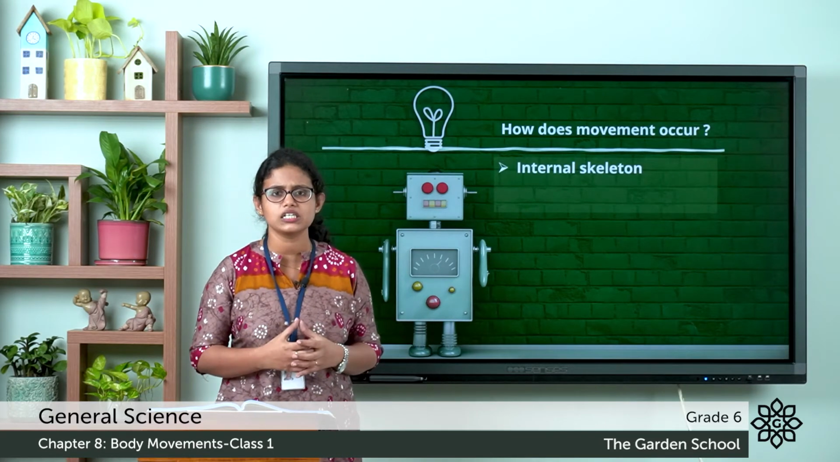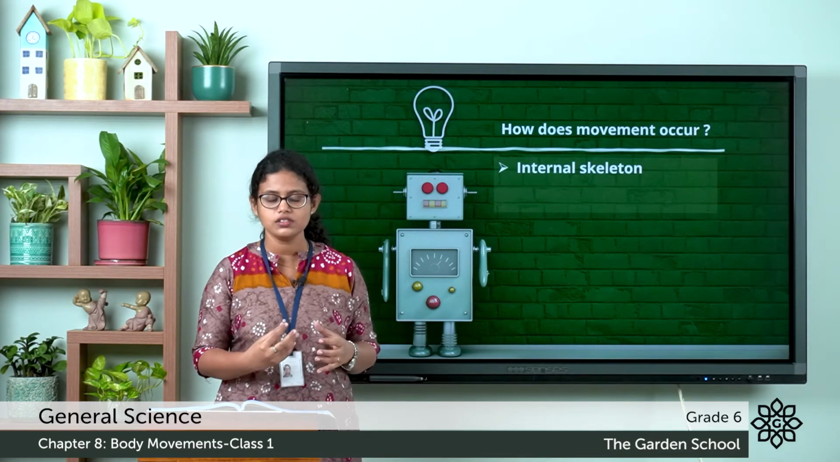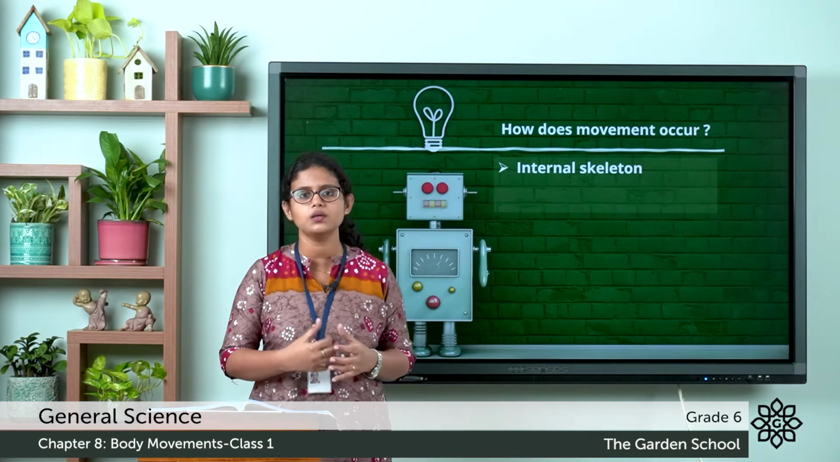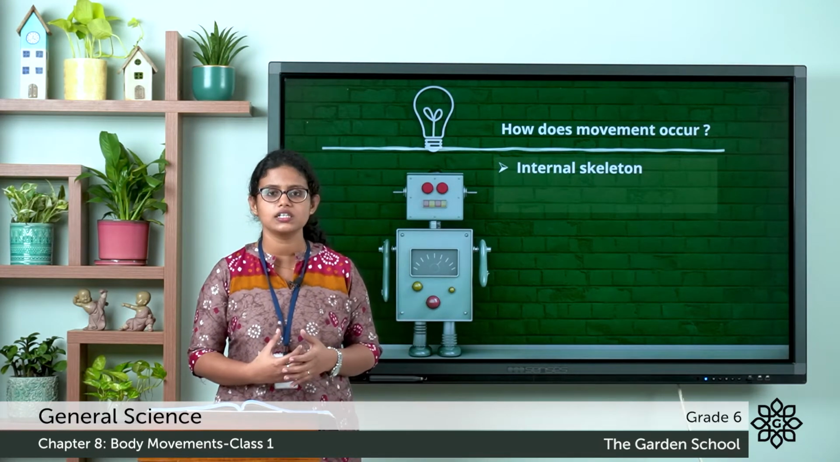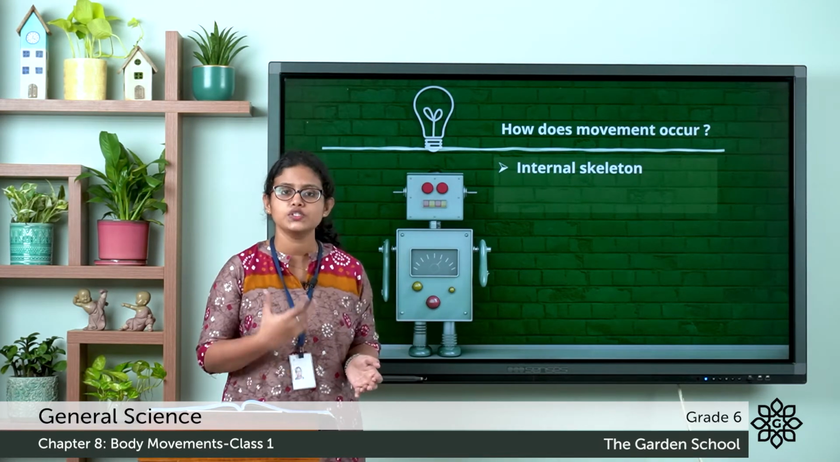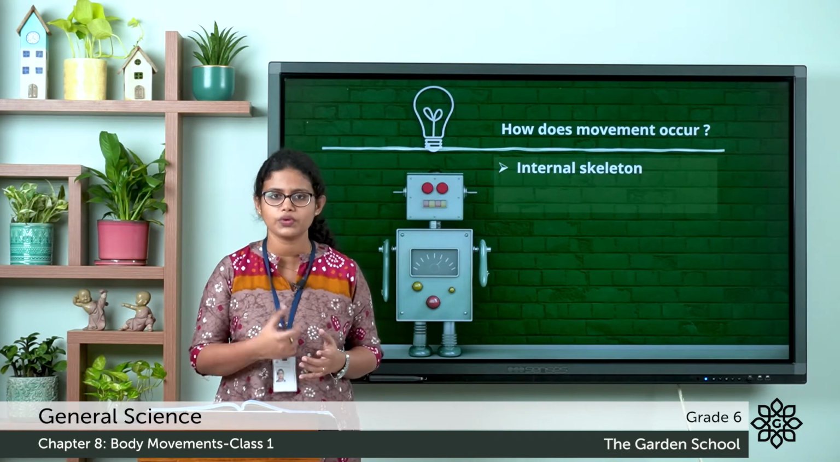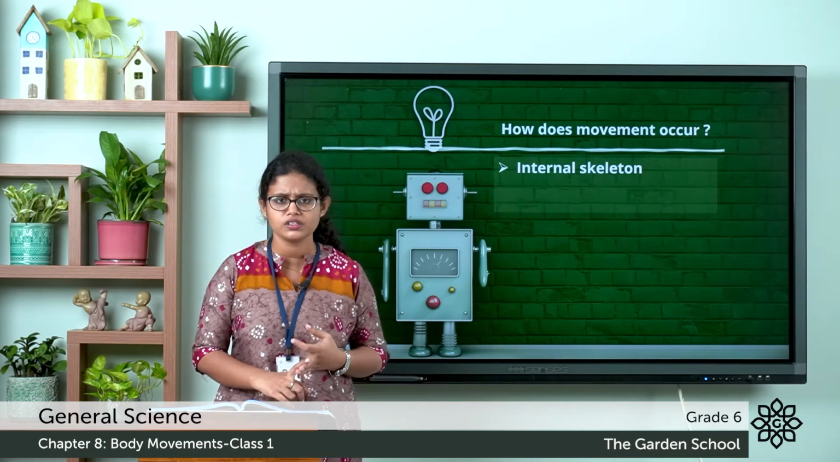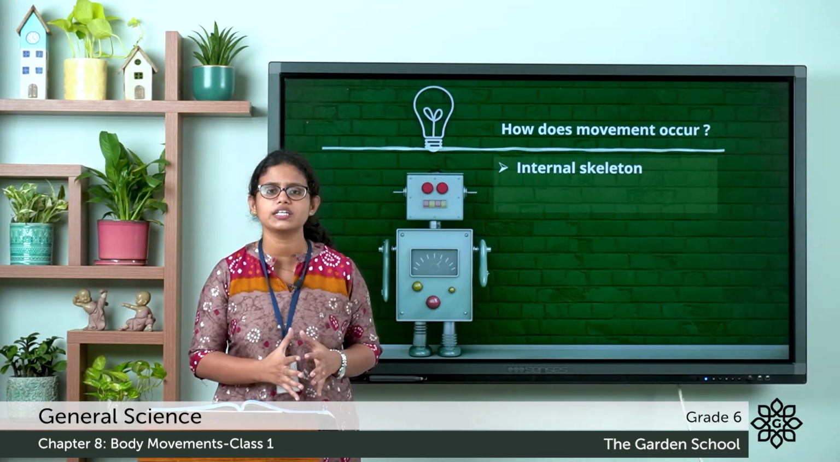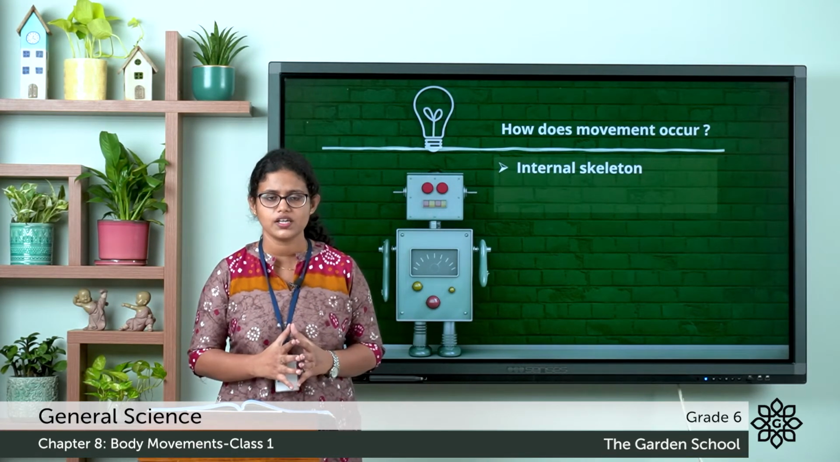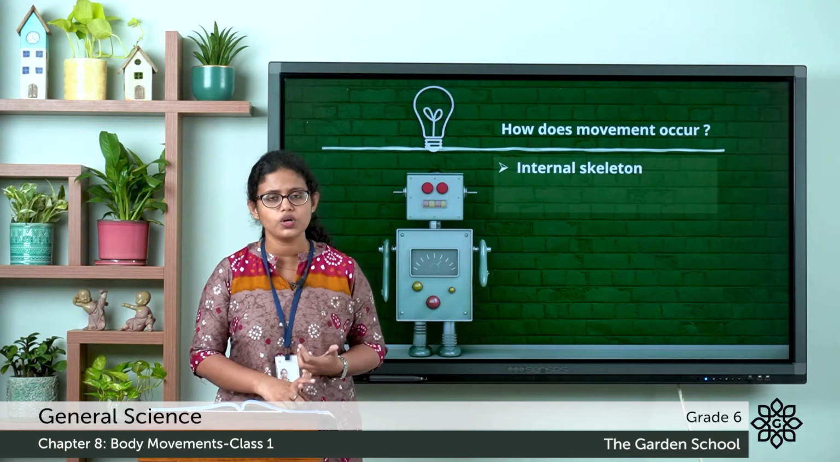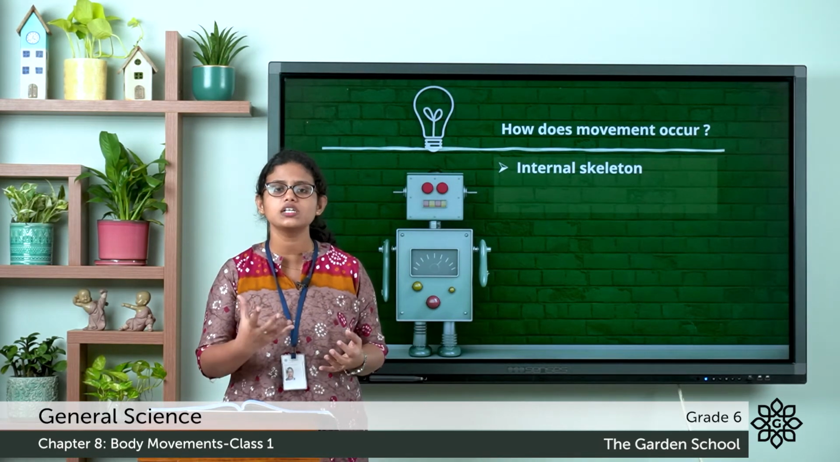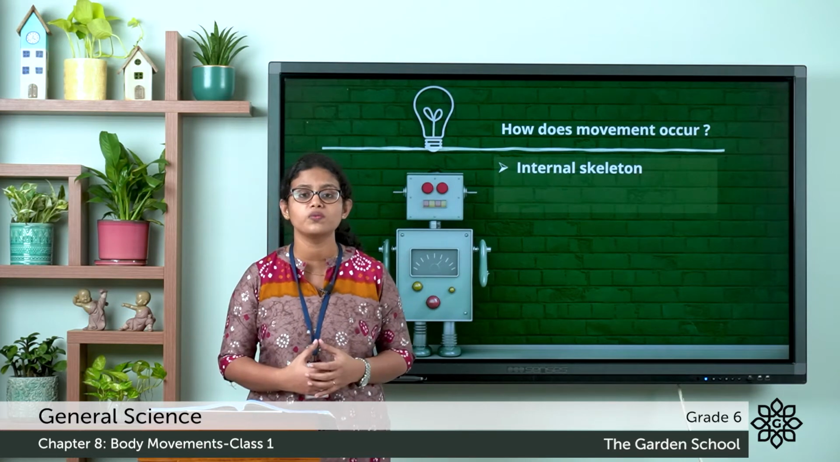So what is this internal skeleton? The skeleton that is present inside the body is called the internal skeleton or the endoskeleton. Vertebrates, that is the reptiles, birds, amphibians, all come under the category of vertebrates. So human beings and vertebrates have an internal skeleton that is made up of bones.